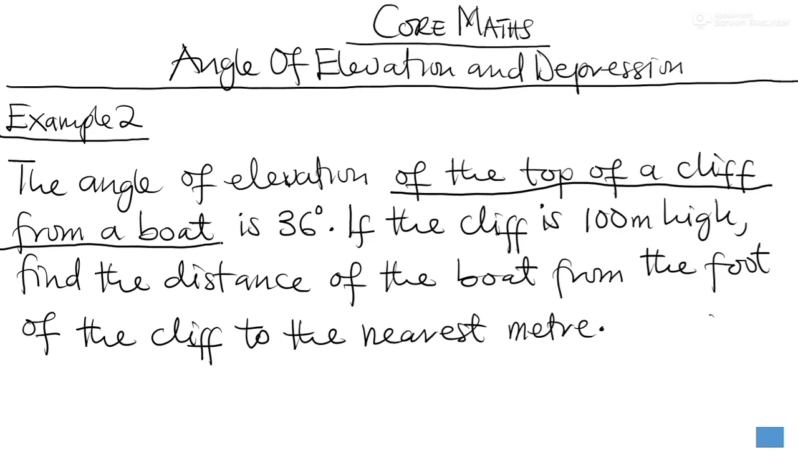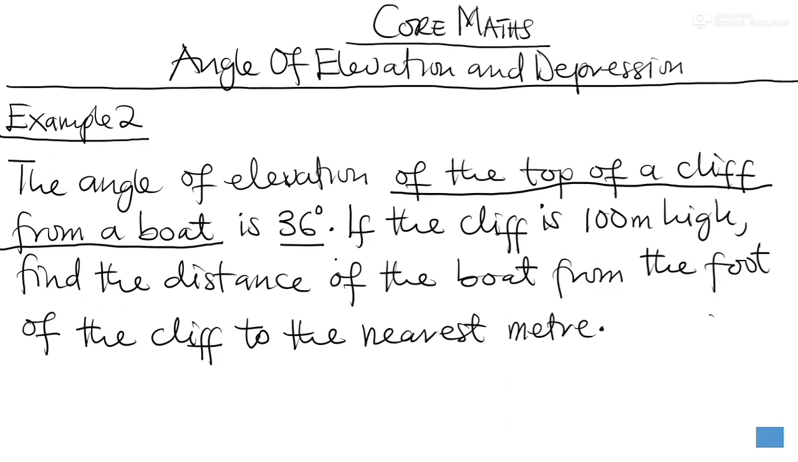A boat. So it means that our object is the top of the cliff, and our point of observation is the boat. And the value of the angle of elevation is 36 degrees. Good. So if the cliff is 100 meters high, we have the height of the cliff here also.